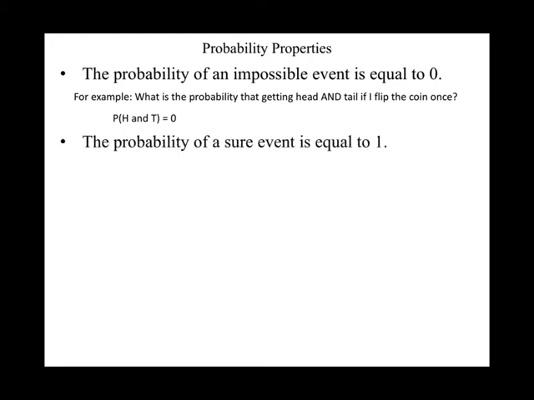Probability of a sure event is equal to 1. What is the probability of getting head or tail? If I flip the coin once, I want to get either head or tail. For sure, I'm going to get head or tail, right? Because I only have 2 outcomes. So the probability is going to be equal to 1 in here.